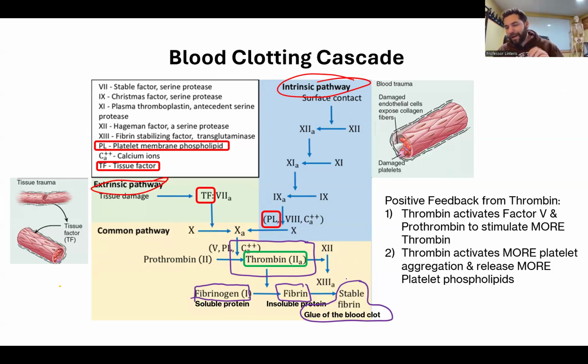So you don't have to memorize factor 12A and 11 and all this stuff. But they both result in basically the same process of converting prothrombin to thrombin, and then thrombin converts fibrinogen into fibrin, and that's the basis, if you will, of the sticky component of the blood clot.